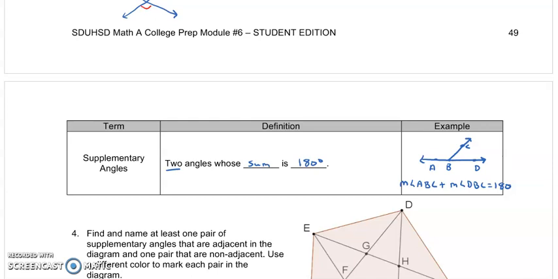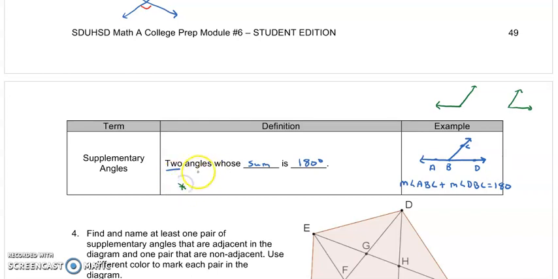They don't have to be touching each other. They could be two totally separate angles. I could have one angle over here and maybe one way over here, and it could be flipped upside down or backwards. It doesn't matter. As long as the two add up to 180, they're supplementary.